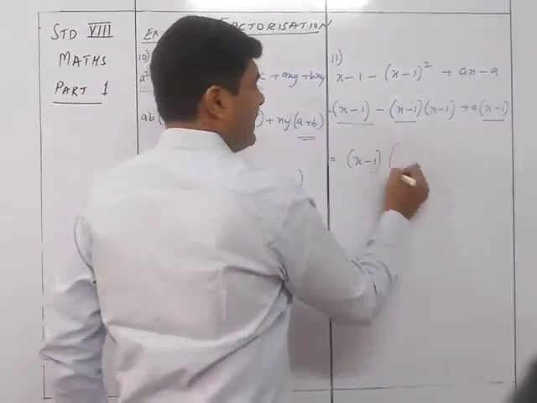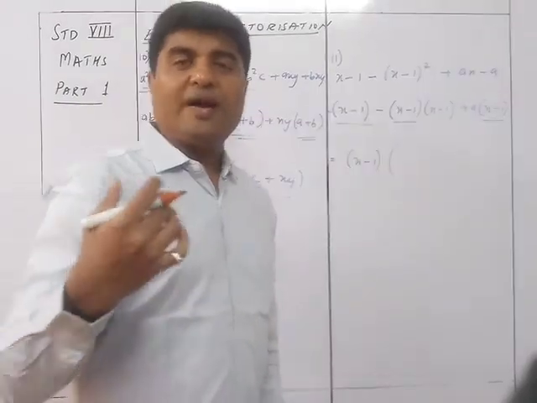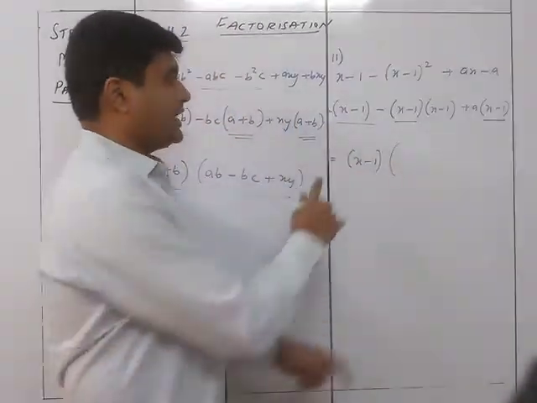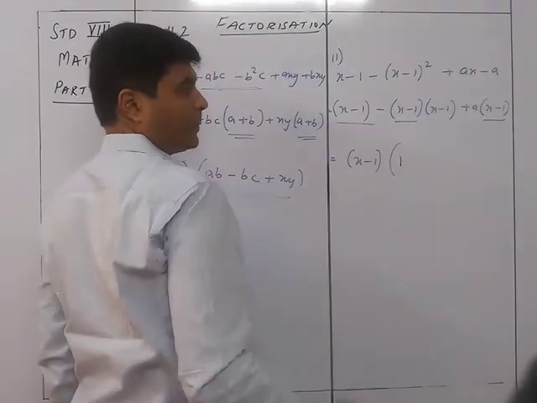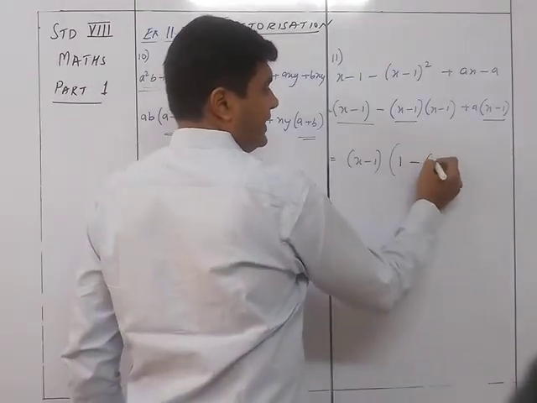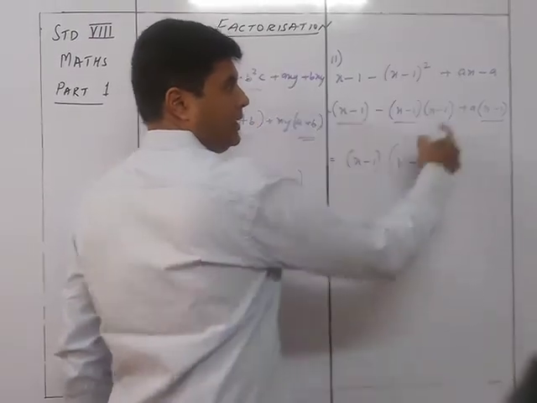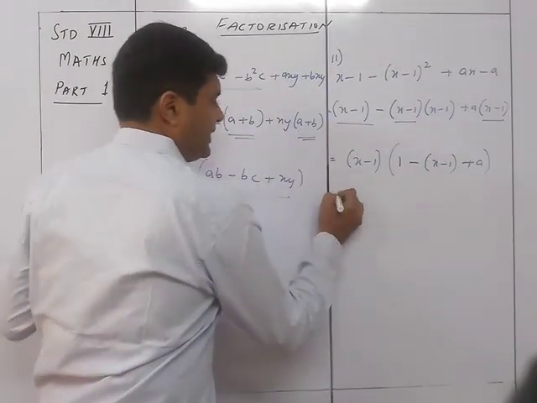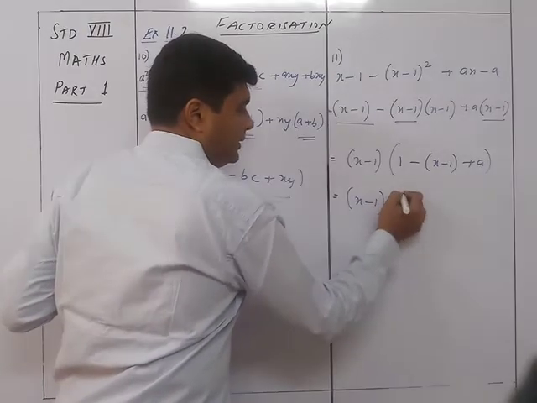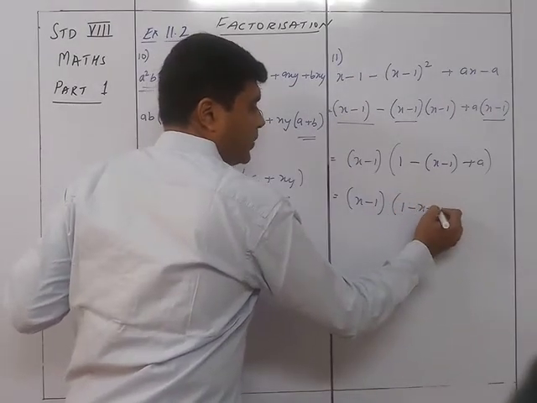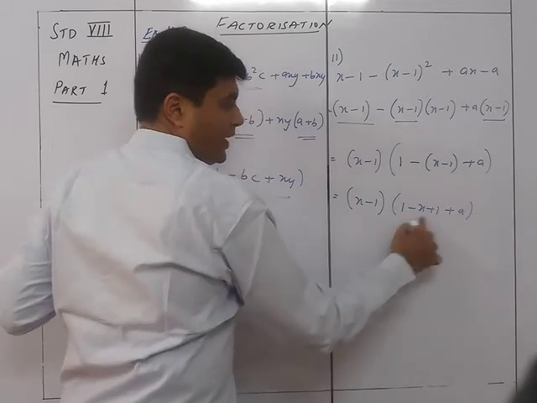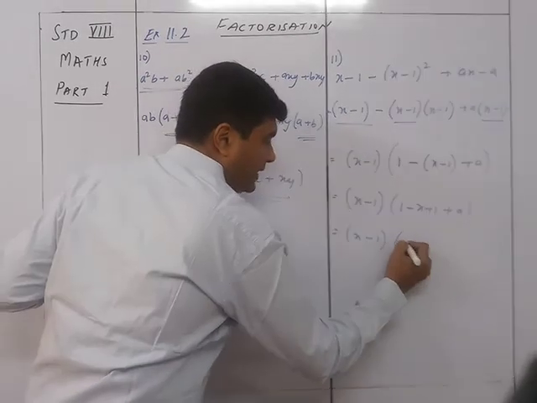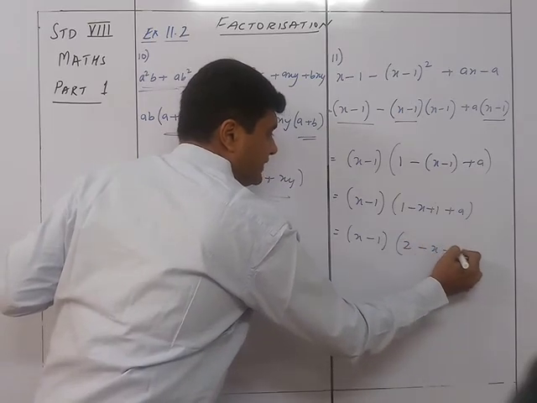So here, when the complete thing is removed, when you divide a upon a, it is not 0, it is 1. So always remember, what will remain here? 1 will remain. What will remain here? Minus (x minus 1). And what will remain here? a will remain. Open the bracket over here. So you get (x minus 1)(1 minus x plus 1 plus a). So 1 plus 1 is 2. So the answer will be (x minus 1)(2 minus x plus a).